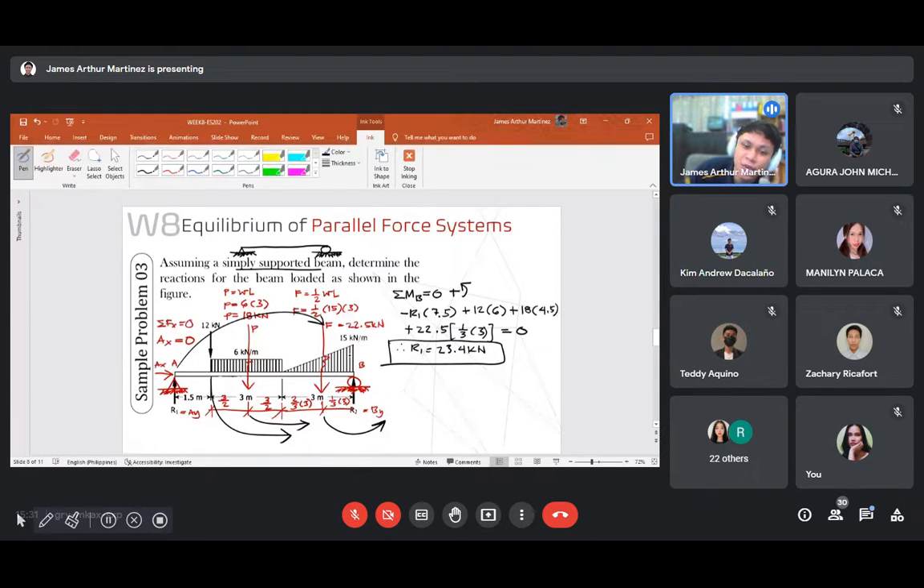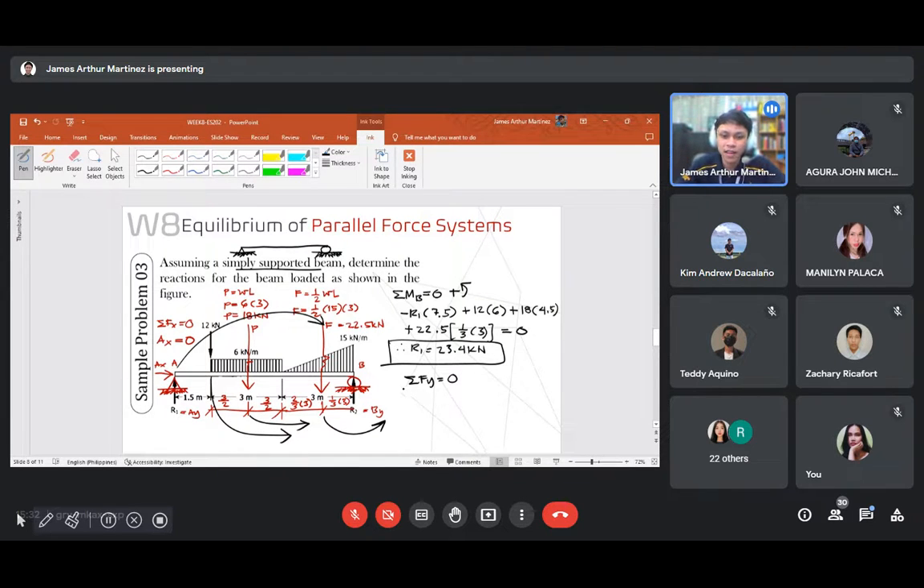R1 is 23.4 kilonewtons. I mentioned earlier that if we take the summation of forces along the y-axis, we have two unknowns, R1 and R2. That is why we could not use it earlier, since we had two unknowns. However, this time, since we have obtained R1, if we take the summation of forces along the y-axis, we have only one unknown variable, which is R2. So with that, we can solve for R2 by summation of forces along the y-axis equal to 0, applying this equation of equilibrium.